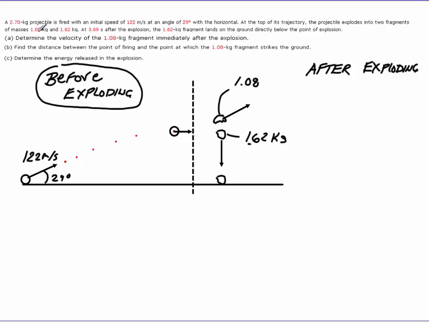It says, determine the velocity of the 1.08 kilogram fragment immediately after the explosion. And then on B, we want to find the distance between the point of firing and the point at which the 1.08 kilogram fragment strikes the ground. So it'd be more like, let me extend this on out. Grab this and clone this. So basically it's going to be kind of like this. Looking for this distance from here to here. And then C, we're going to determine the energy released in the explosion.